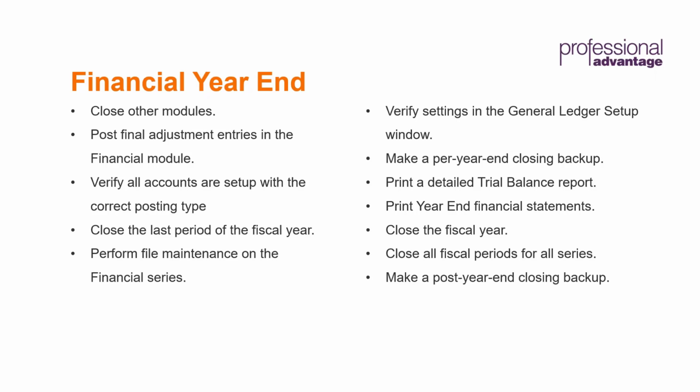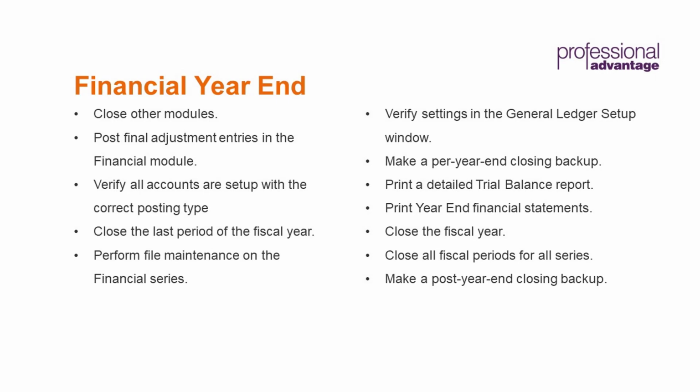If the account balance will be brought forward at the end of the year, the posting type must be set to balance sheet. If the account balance will be closed to retained earnings at the end of the year, the posting type should be set to P&L. We'll then close off the last period of the fiscal year, which of course is optional because you will be closing it down further at the end of the process. We could then rerun the financial reconciler if you so wish. You can then verify the settings in the general ledger setup window. So I'm just going to go to that window because it's quite an important window to have a look at.